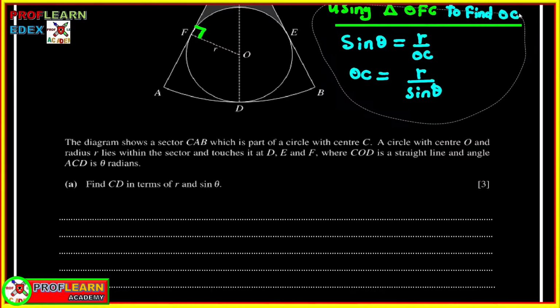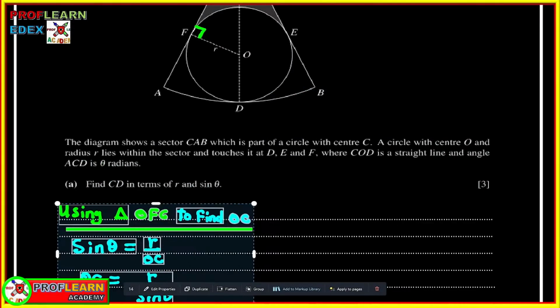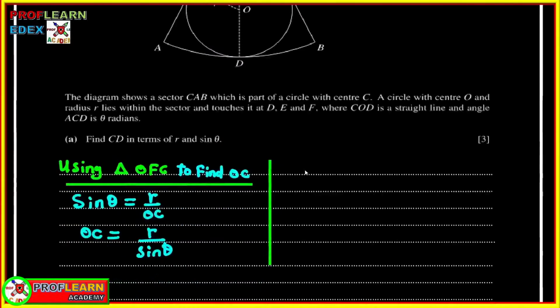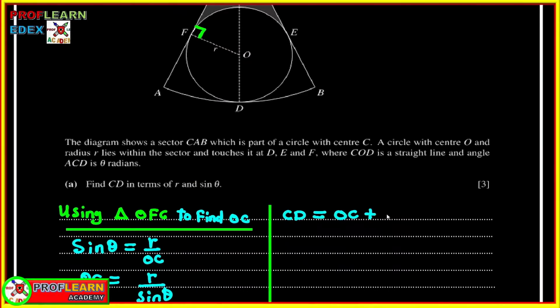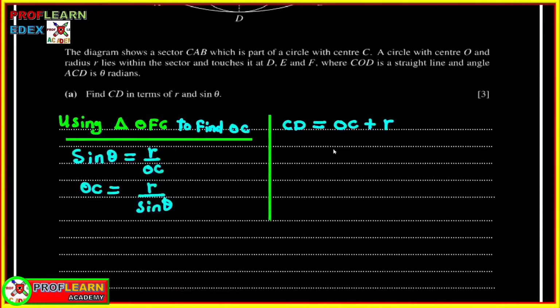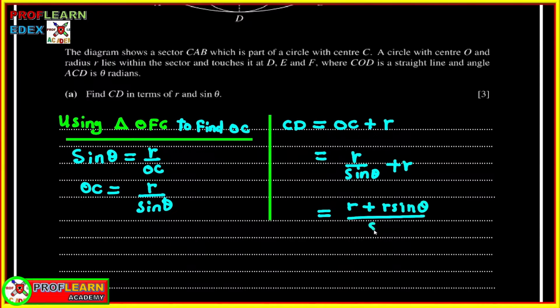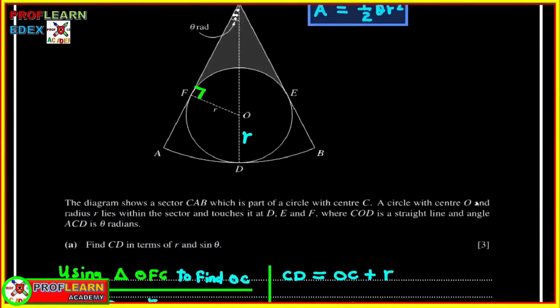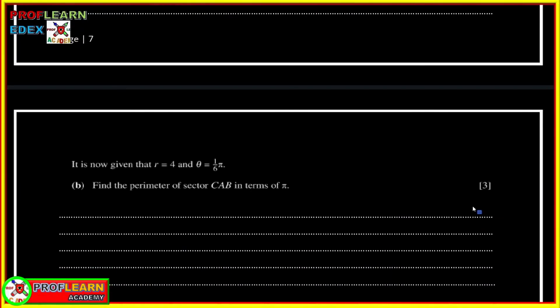So let me just move this down here so that we can have it there. And then I can say that CD is OC plus R because of that radius there. And if I add that, I can write it in the form of this, or I can also express it in this other form like that. All right, so this is how to find the distance of CD.